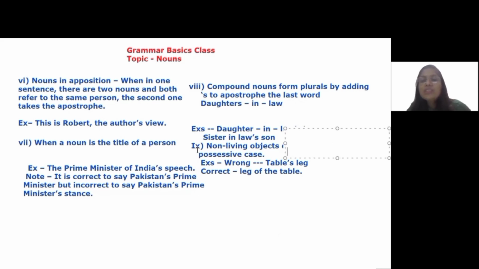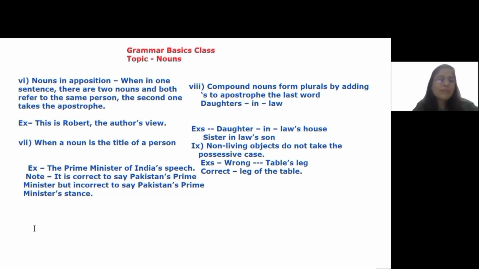Non-living objects do not take possessive case. So we do not say, this is the table's leg. The correct way of saying it, this is the leg of the table.